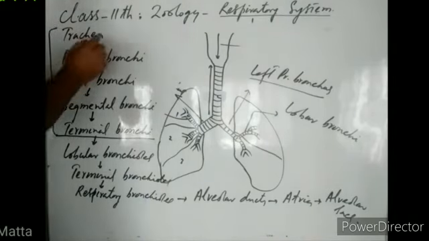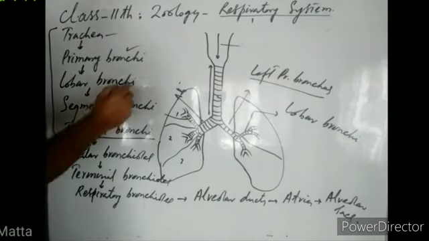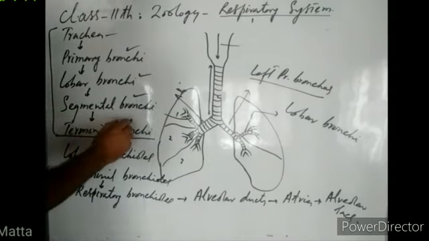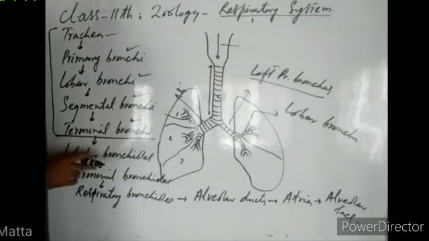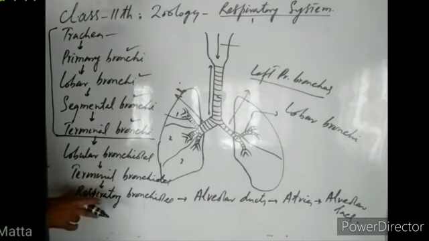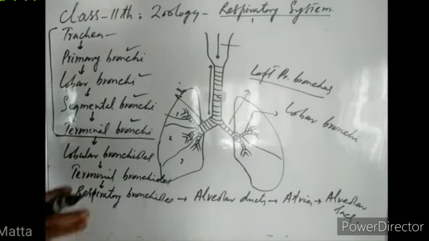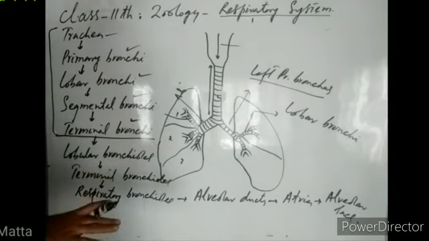So cartilaginous rings are present in the trachea. They are present in primary bronchi, lobar bronchi, segmental bronchi, and terminal bronchi. But after terminal bronchi, lobular bronchioles, terminal bronchioles, and respiratory bronchioles do not have cartilaginous rings. Bronchioles do not have cartilaginous rings.